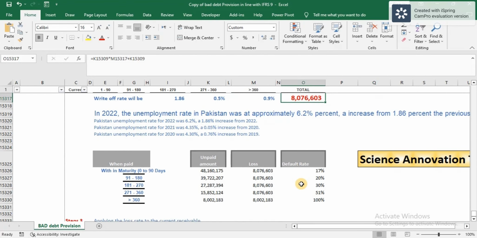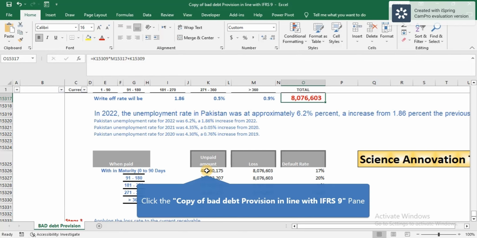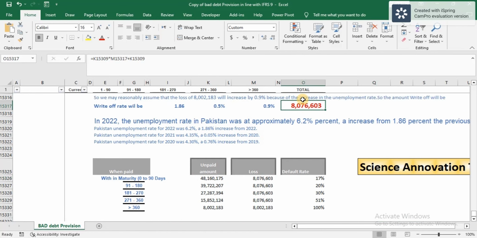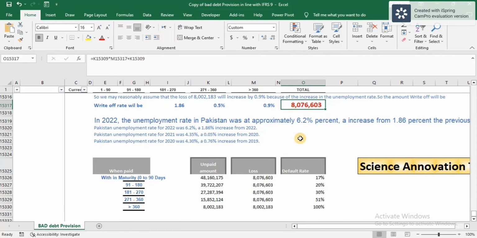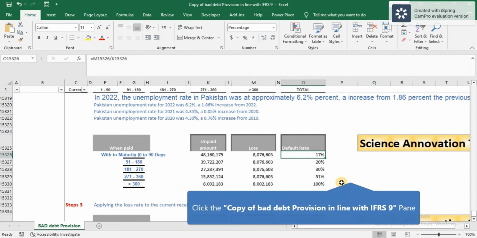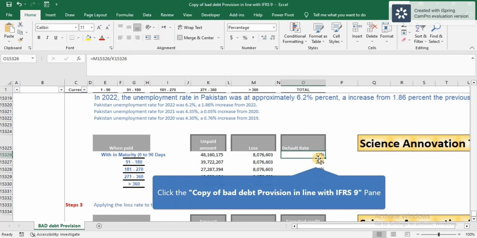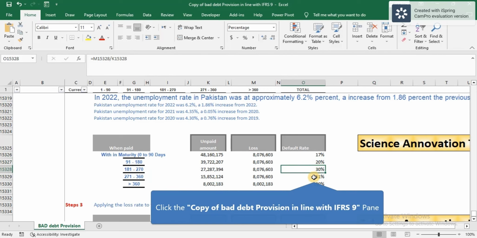Now I'll be finding the default rate for this coming year. What will be my default rate? As these are my sales from 0 to 90 days, and this is the loss that I generated from this assumption that it will be written off, on the basis of this I created my default rate. So these are my default rates: from 0 to 90 days, 17%, 20%, 30%, and 51%.